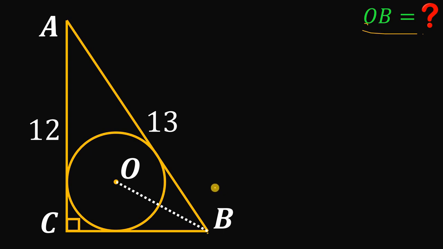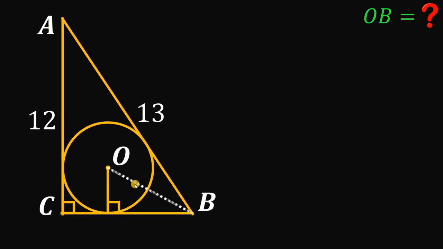Now, to find this segment OB, what we're going to do is first, look for the radius of this circle O. Take note, the radius of this circle O must be perpendicular to this side CB because CB is tangent to this circle O. Once we find the measure of this radius, then we are almost done. Now, let's do that.